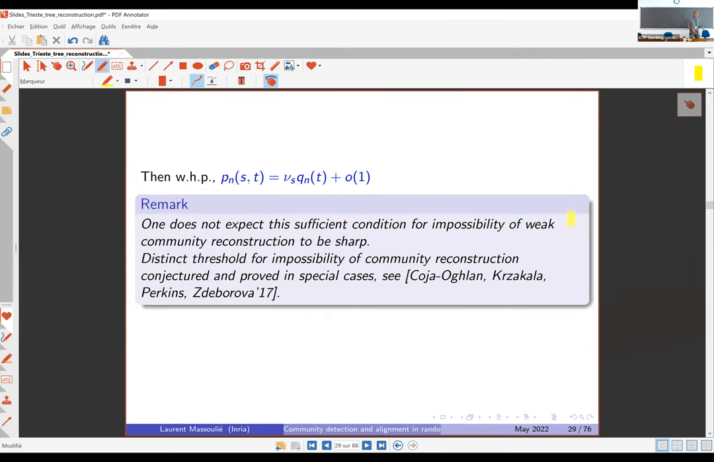Okay, so you might ask, is this a sharp condition? So for non-reconstruction in the graph model, to the best of my knowledge, it's not completely settled. Well, it's known that there are some cases where you may have a tree reconstruction and you may not have a graph reconstruction. So graph reconstruction is a stronger requirement than tree reconstruction. And an example of that kind has been proven in a paper by Kanade, Mossel, Perkins, and Zdeborová in 17.